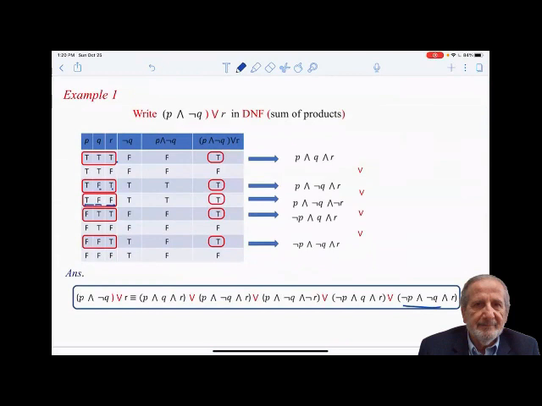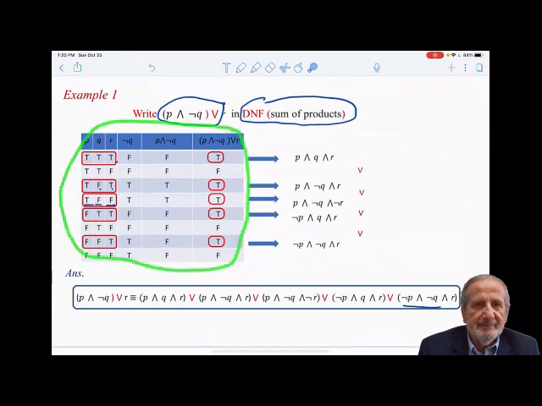Here I have a Boolean expression, and I need to write it in DNF form, sum of product. The first step to do is to create this truth table. Once you do it, you look at your truths here, here, here, and see where they are coming from.